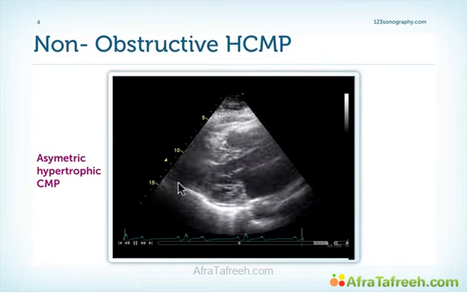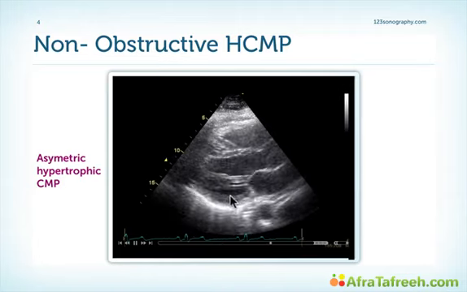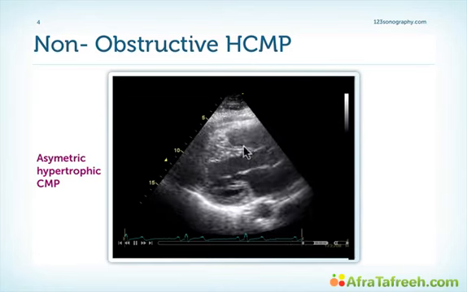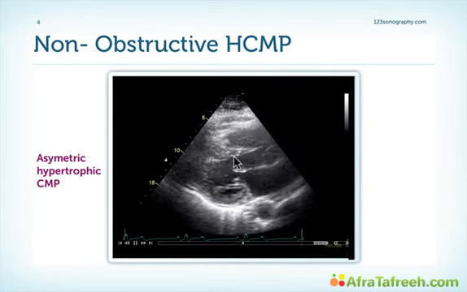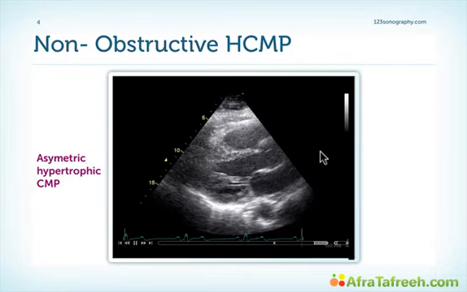Another example, you can see that the septum is much thicker than the remaining portions. We can also see that the mid-septum is thick and not the basal portions of the septum. So this too is a hypertrophic cardiomyopathy, an asymmetric type.